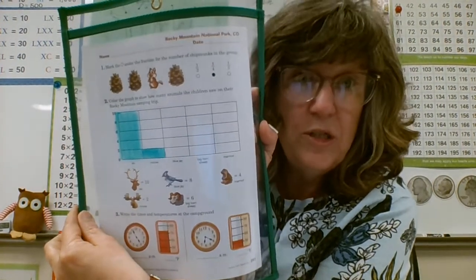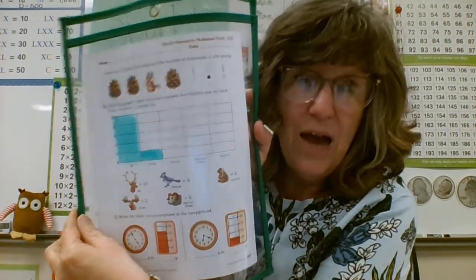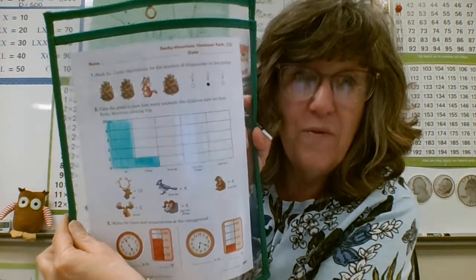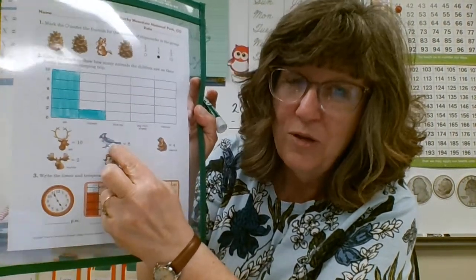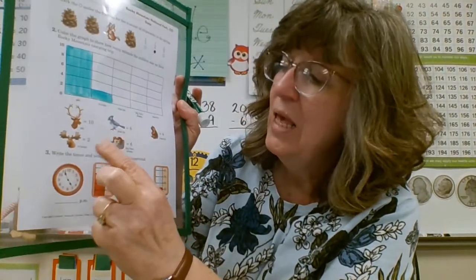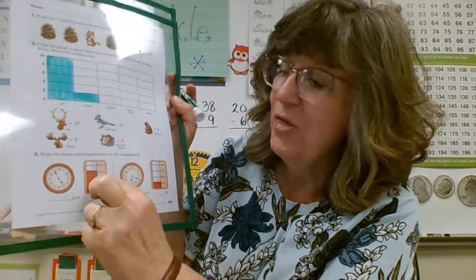Okay, do you know what to do? I think you do. After we finish our video, then you can come back and finish this part together. Color neatly. Follow the code that's down here below. It'll tell you how many for each animal. Let's go down to the clocks and the thermometers.